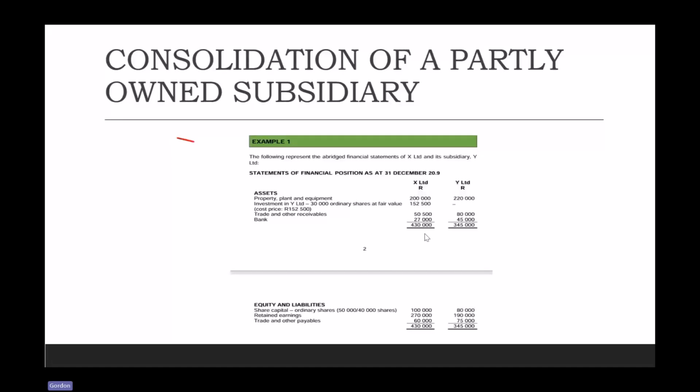So if I sell to my subsidiary, what journal entry will I pass as a parent? Let's say I'm a parent company. I sell stock to my subsidiary. I sell it to them on credit. What journal entry will I pass in the parent's books? I'm selling stock to my subsidiary on credit.